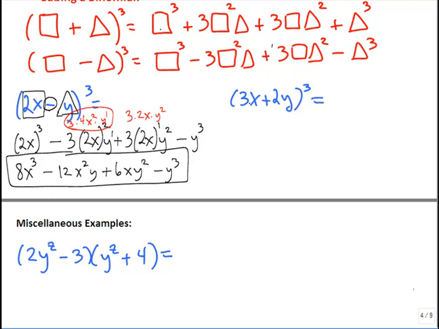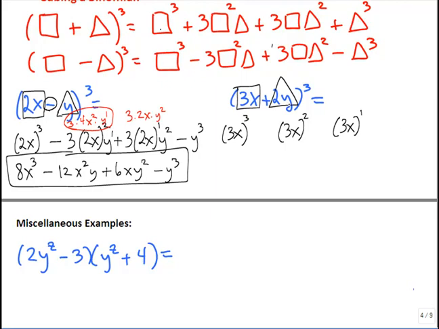Let's try one more. Here we have 3x plus 2y quantity cubed. So again, this is going to be a binomial, 2 terms being cubed. So I'm going to use my formula up above. So this time in my box is the quantity 3x, and in my triangle is the 2y. So to use the pattern, I'm going to take what's in the box, this 3x, and the very first term cubes that, uses 3 of those. The second term is going to use only 2 of those, square it. The third term is only going to use 1 of those, and the constant term is going to use none.